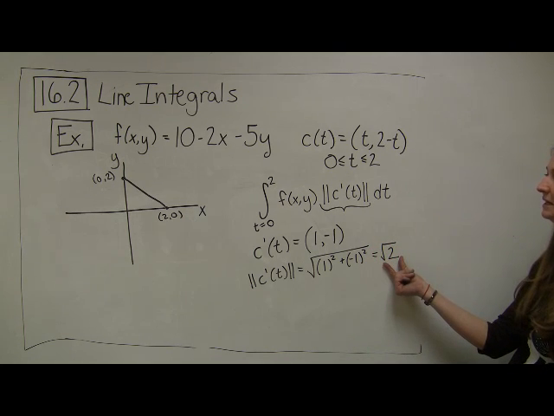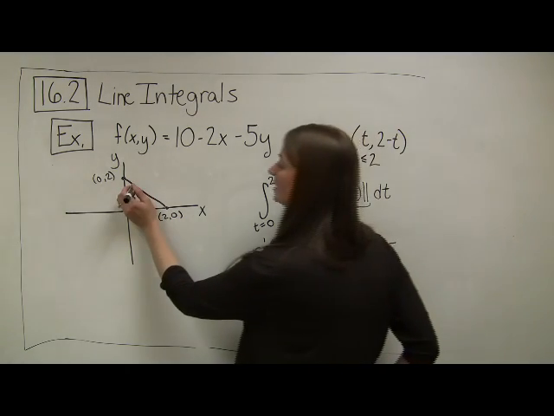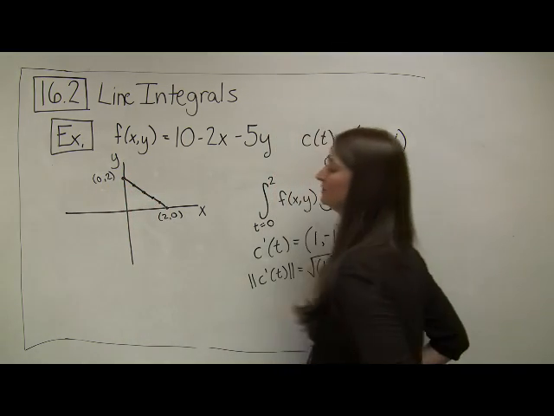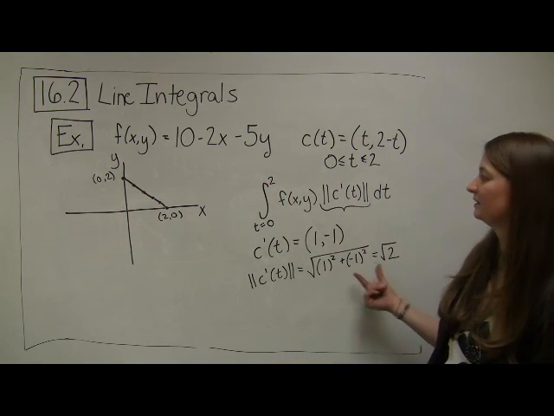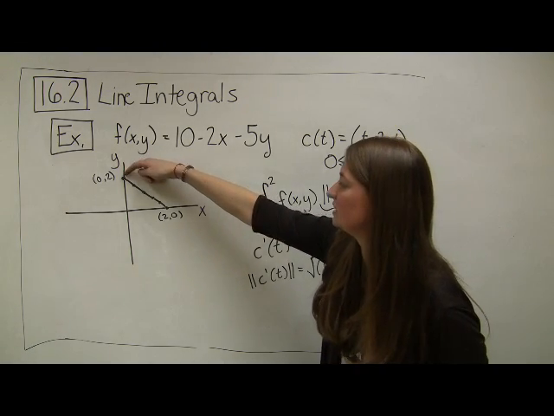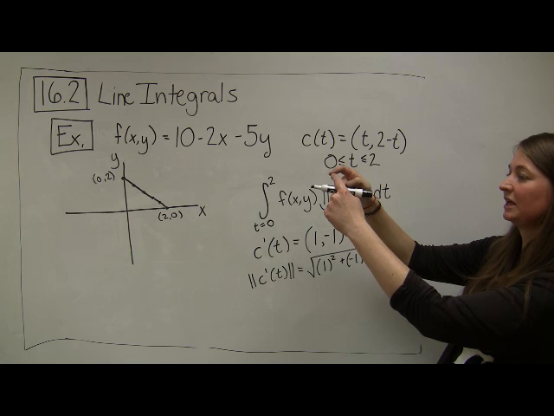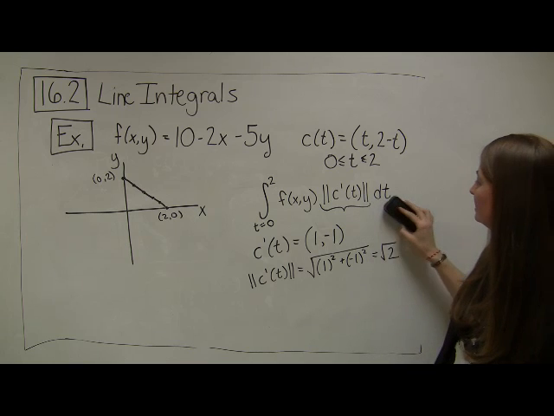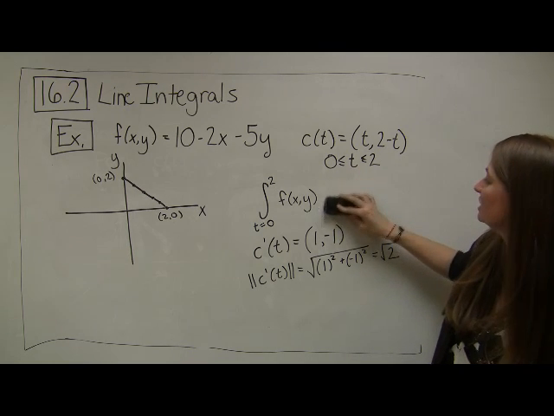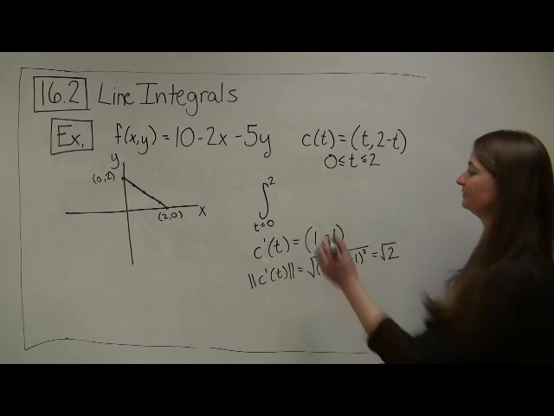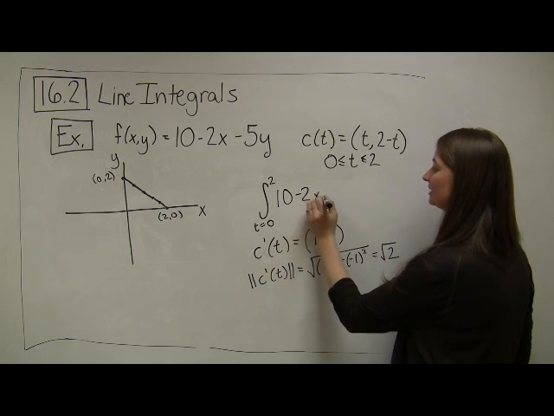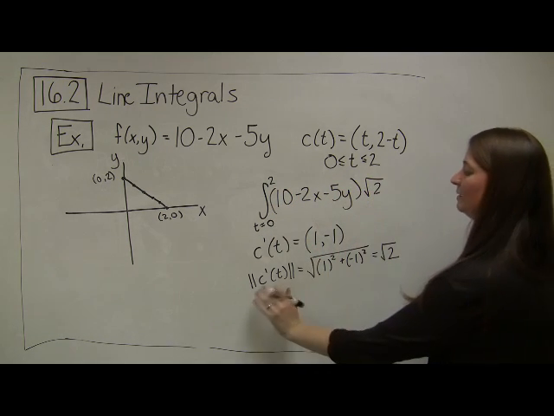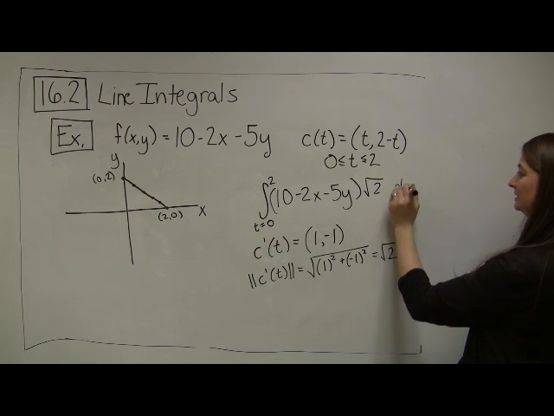And notice that we have a constant speed in this case. It's a simple example. That means that as I travel along this line, my delta t's are going to correspond with some delta s's. As I elapse 1 unit of time, that change in time is going to correspond with equal units of change in distance. So now I found this piece. I'm going to plug that into my formula. I'm also going to plug my function into the formula. And I'm going to compute the integral. So we have 10 minus 2x minus 5y, all times the square root of 2. That's the magnitude of c prime of t dt.